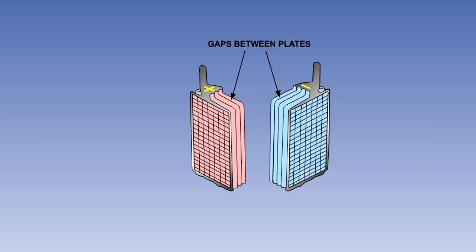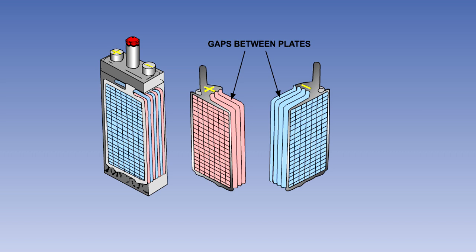There may be a number of plates joined together in parallel in each cell to increase the capacity of the battery. The groups of positive and negative plates are slotted together to form a cell.